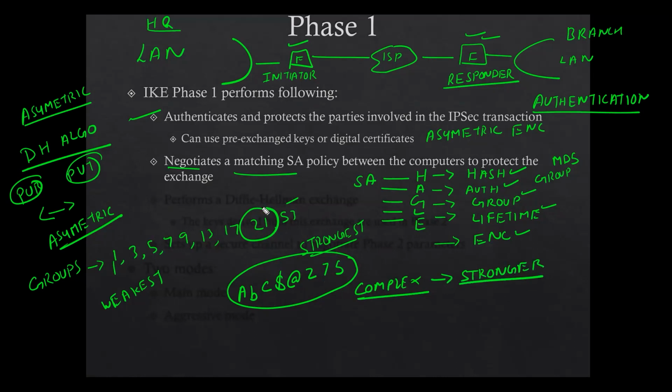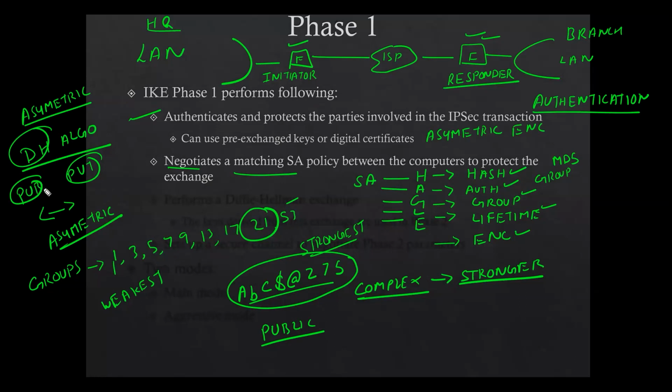So as the group number increases, its complexity increases. As the complexity increases, it becomes stronger. So the public keys and the private keys that are used will be a complex value. The more complex the value, the stronger it is, and it will be difficult for anybody to crack that. So that's why the DH group is very important whenever you are negotiating the keys.